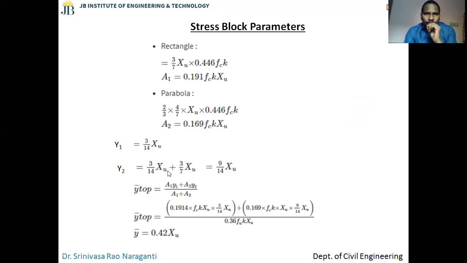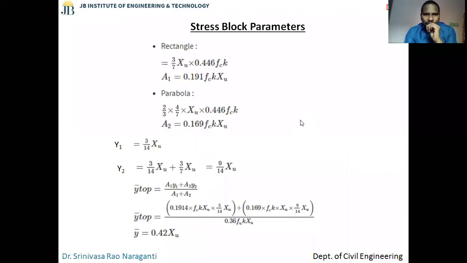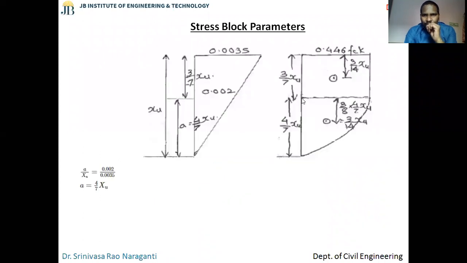The second force is acting at a distance of 3 by 7 plus this distance, for this 4 by 7 portion. It is acting again at a distance of 3 by 14 plus 3 by 7, taking again from the top. That means 3 by 7 plus this distance. From here, this total is 3/8 of the value, 3/8 of 4 by 7.